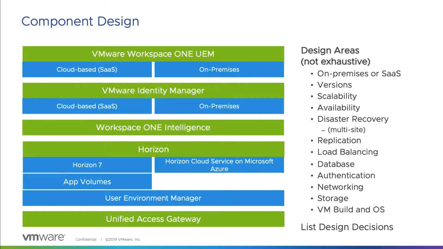So for identity, we've got VIDM, which could be either on premises or in cloud. You have Workspace ONE UEM, which could also be on premises or in cloud. You have Intelligence, which is purely a cloud service and actually aggregates data across all the devices and all the applications and mobile apps and so on and so forth. Then you have Horizon, which could be in the cloud, and App Volumes, which delivers real-time applications, and Unified Access Gateway, which is a reverse proxy to front-end everything. So there are multiple components.